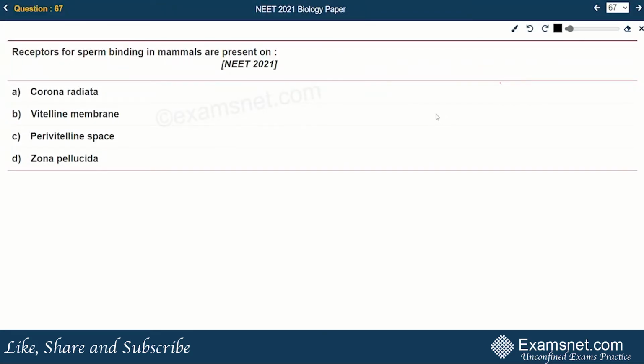Now we have question number 67, which is from the chapter Human Reproduction, class 12. The question is, receptors for sperm binding in mammals are present on corona radiata, vitelline membrane, perivitelline space and zona pellucida. The correct option is option D, that is zona pellucida.